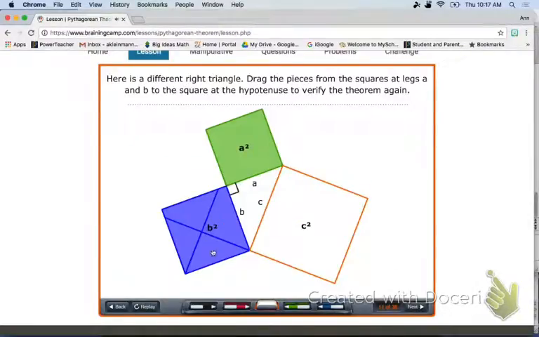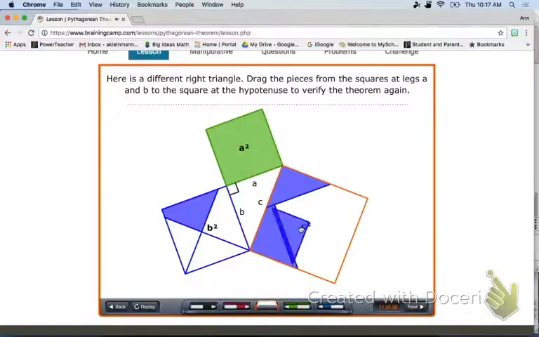Here is a different right triangle. Drag the pieces from the squares at legs A and B to the square at the hypotenuse to verify the theorem again.